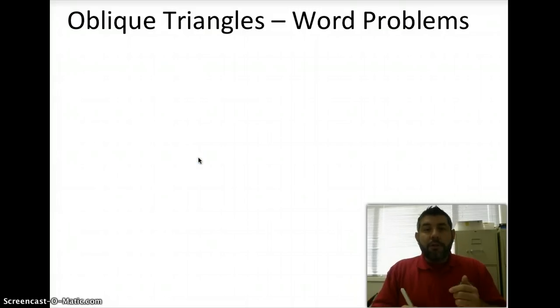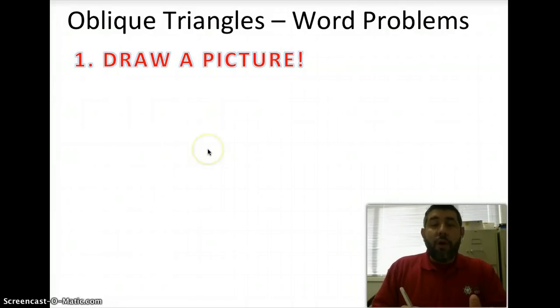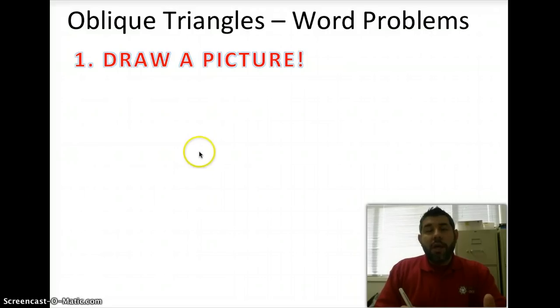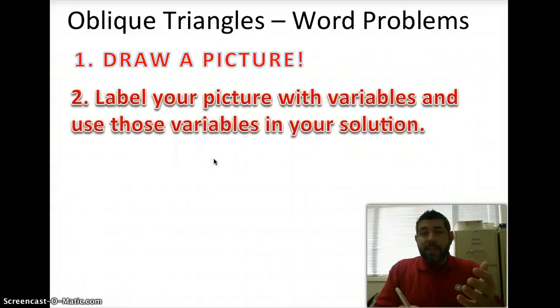First, make sure that you draw a picture. Really, with these, drawing the picture is, I would say, the most important thing, so that you get your angles and your sides labeled correctly. Which gets me to my second point: label your picture with variables. Make sure you use variables that make sense to you and use those variables throughout the problem.